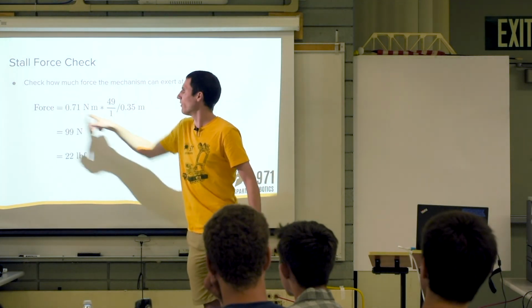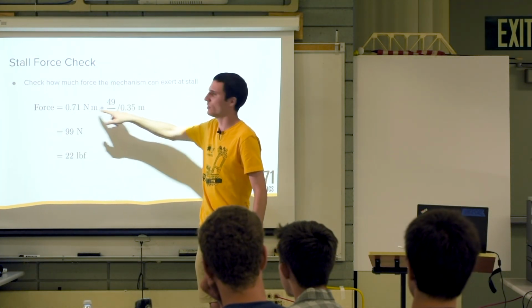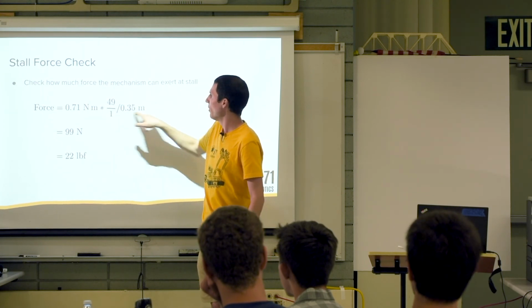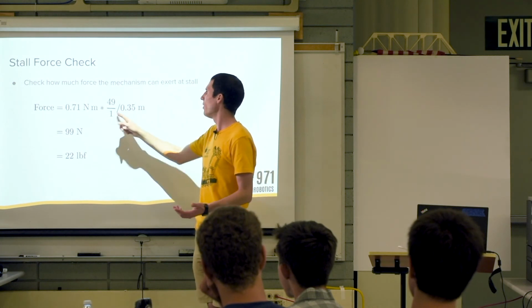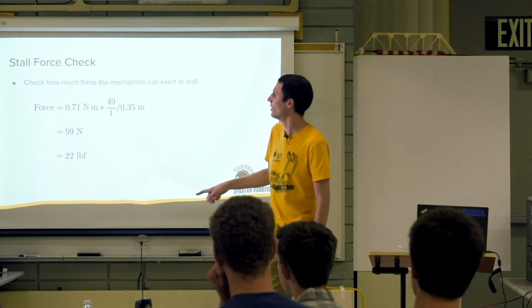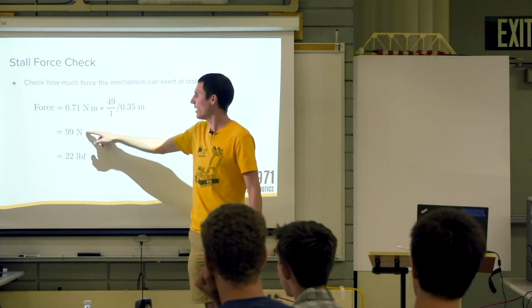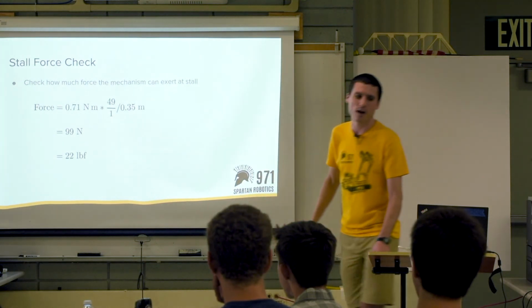So the stall torque of the motor is 0.71 Newton meters. The stall torque at the output is just times our ratio. And then to convert from Newton meters to actually newtons, a unit of force, we divide by the length of our arm, which in this case is 0.35 meters. So out of that, we get 99 newtons. I don't really know what newtons mean either. So that's 22 pounds of force.